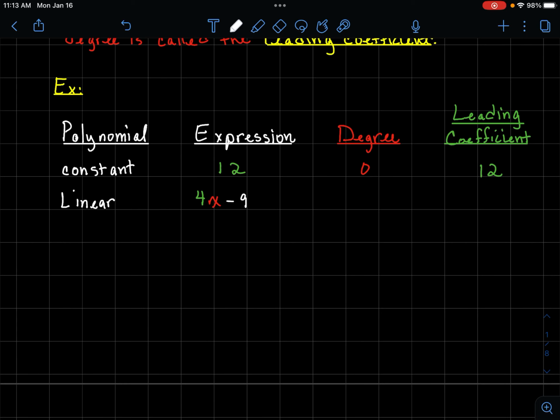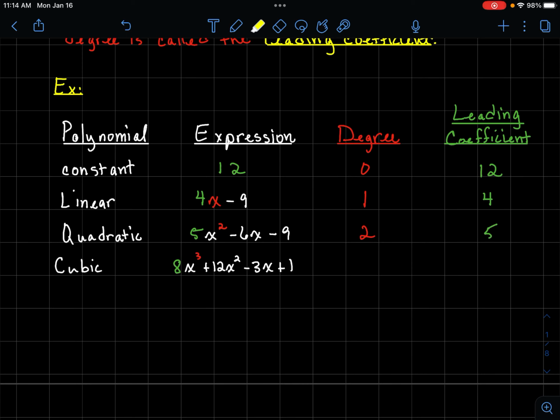Next we have a linear type polynomial. An example would be 4x minus 9. There's only one variable, so the largest exponent would be the 1 that's with the x. So its degree is 1. The leading coefficient is the number in front of that x, which is 4. Now we have a quadratic polynomial. We see that the largest exponent of this expression here would be the second power, so its degree would be 2. And then the leading coefficient is the number in front of the variable of that largest power, so 5.